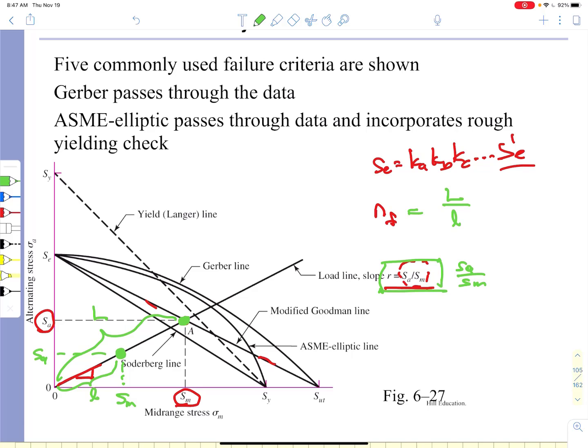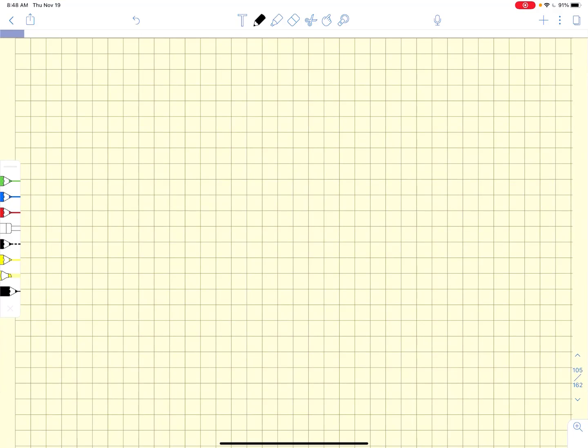Remember, when you're out here on the boundary, your fatigue factor of safety is equal to 1. If you are below that, your fatigue factor of safety is going up. So it's simply a ratio of lengths along the load line, where the one length is all the way out to the fatigue criterion of interest, and the denominator is simply the length of line out to your particular combination of SA over SM.